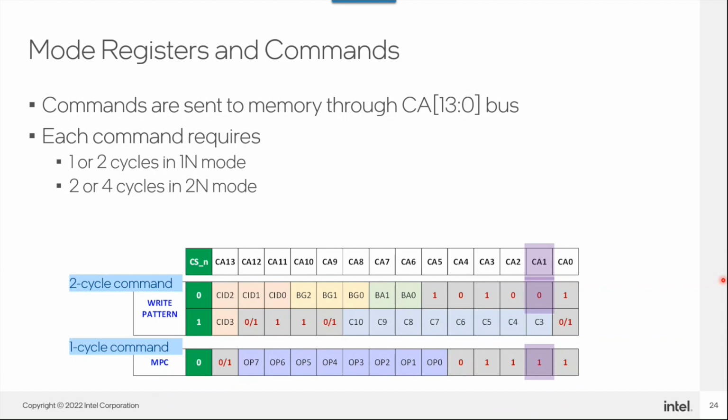So on the bottom, there's an example for the write pattern. It's a 2-cycle command. And the MPC, the multi-purpose command, is a 1-cycle command. And we can notice if it's a 1-cycle or 2-cycle command by the CA1, which is highlighted in purple. So if it's a 0, it's a 2-cycle command. And if it's a 1, it's a 1-cycle command. That's how we will be able to identify these commands.